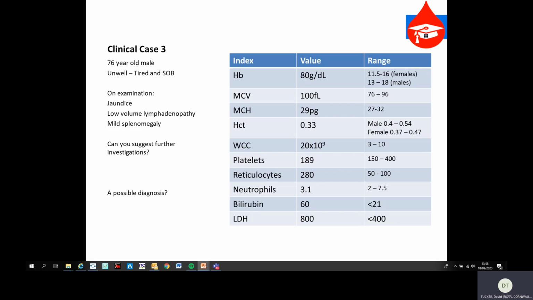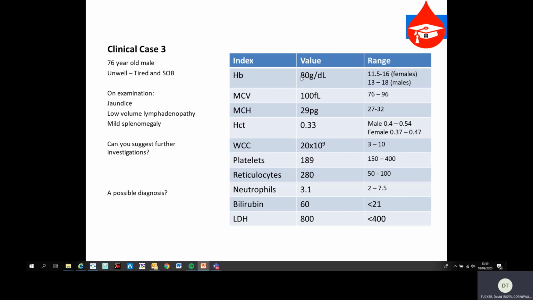Okay, so next case. This is a 76-year-old male who is unwell and tired all the time and short of breath. And on examination, they are jaundiced. They have some lymph gland enlargement. They have mild splenomegaly. Okay, let's have a look at their full blood count.